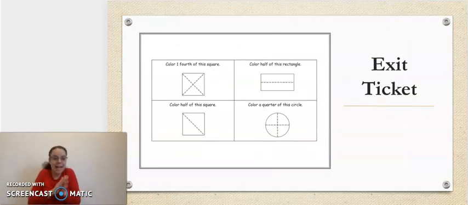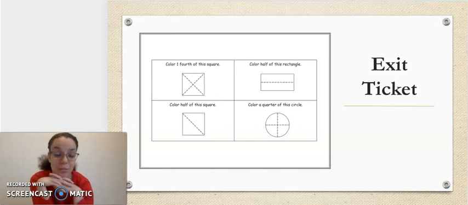Exit ticket time. All right, again, you could draw this on your paper and shade it in and send us a picture so I can check it off saying, oh, you did your work today. Or if you don't have a paper and pencil, use your finger and shade in 1/4 or 1/2. Make sure you're listening to what it says to shade. Don't forget to tell your parents to take a picture and send it to your teacher.